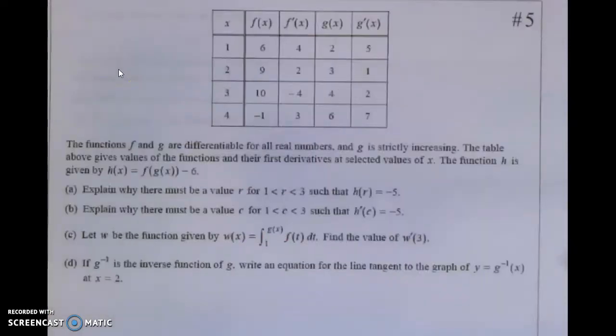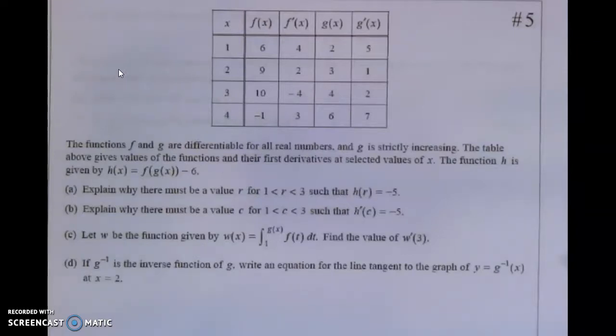Okay, here's question number 5. It gives you a table of values of f of x, f prime of x, g of x, and g prime of x from 1 to 4. It talks about being differentiable for all real numbers and strictly increasing. Therefore, the table gives us the functions and their first derivatives. And it says the function h is given by f of g of x minus 6.